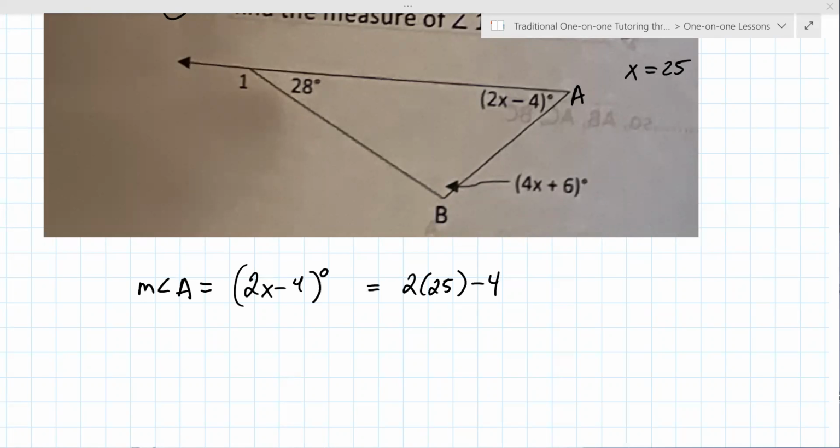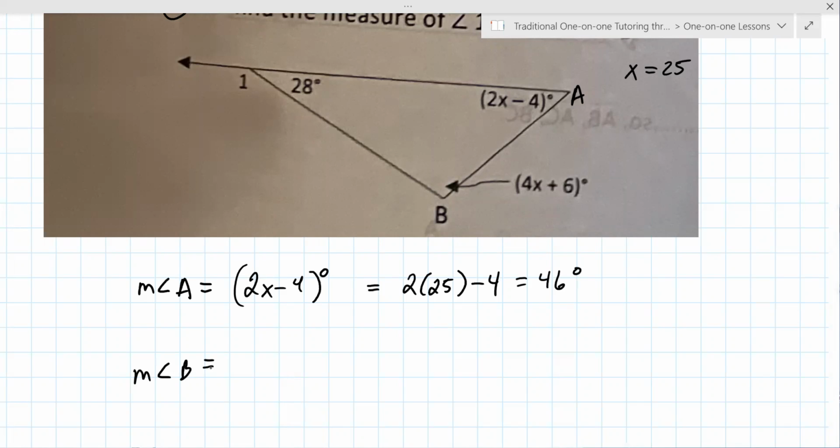$46. It is 46 degrees. So now we want to find the measure of angle B. Which expression represents the measure of angle B? The measure of angle B. Yes, which expression represents the measure of angle B?